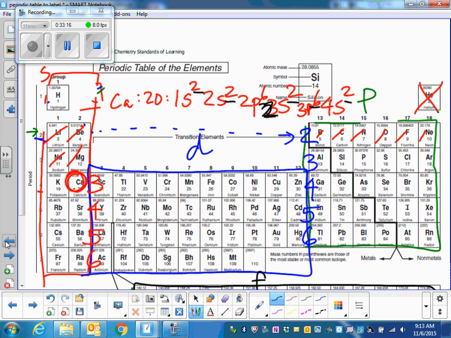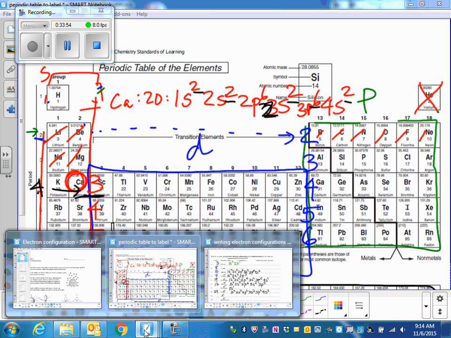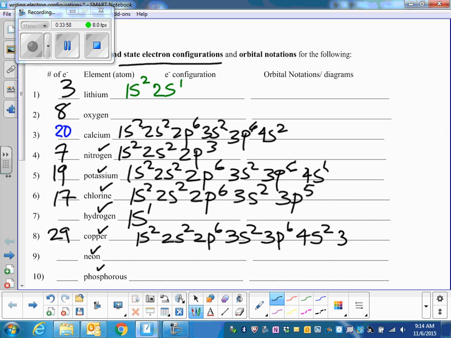Alright? What comes after 4s? After I cross 4s, what is my next number? 3d. Where does copper end? 9. So after 4s, can you write 4d? Will that be correct? 4s, then 4d. Is that correct? After 4s, what will you write? 3d. If you write after 4s, 4d, your entire configuration is wrong. You understand? So this will be 4s2, 3d9.